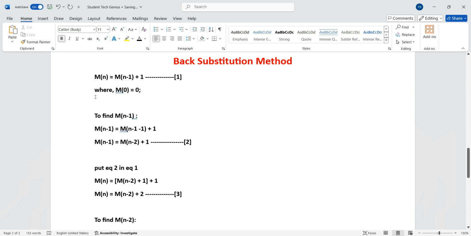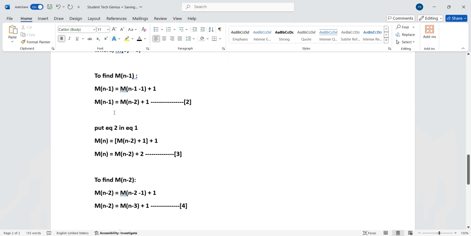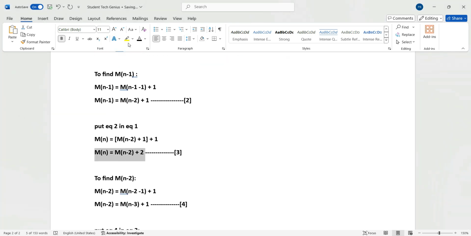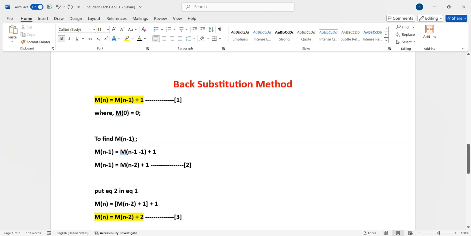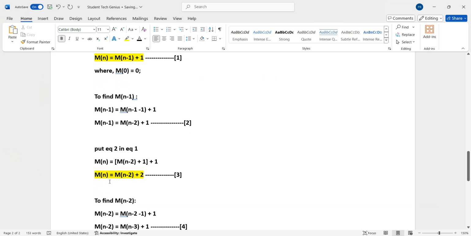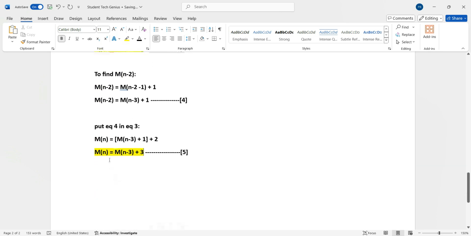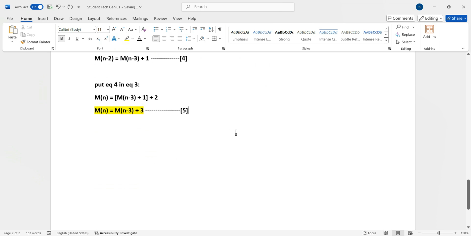If I look at equation number 1, equation number 3, and equation number 5, what I see is m of n is equal to m of n minus 1 plus 1, m of n is equal to m of n minus 2 plus 2, and m of n is equal to m of n minus 3 plus 3. So if I want to see it for the ith equation, what will I get? I will get m of n is equal to m of n minus i plus i. So this will be equation number 6.